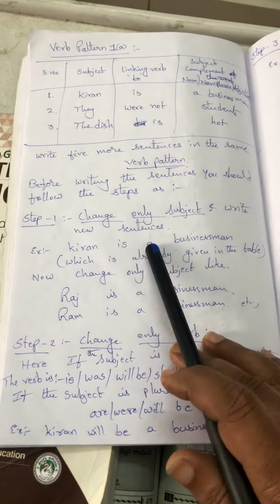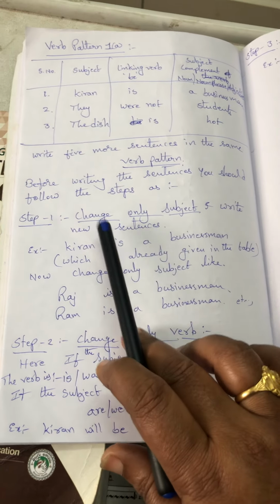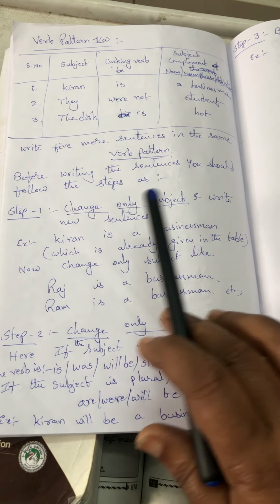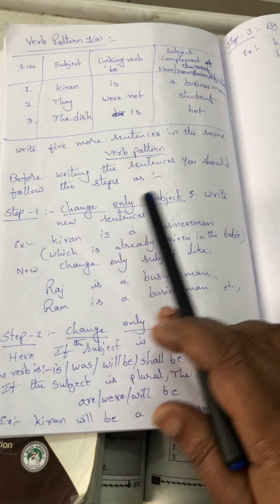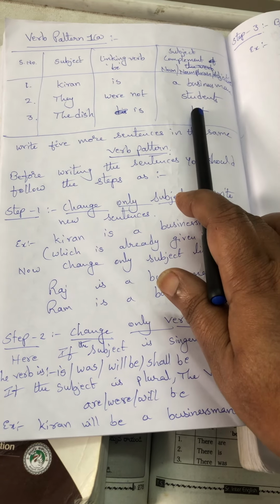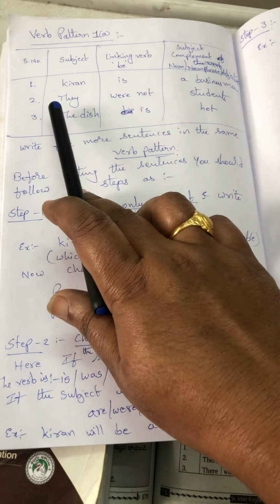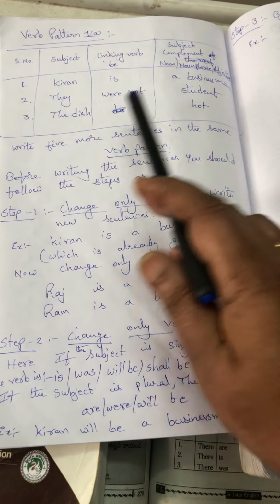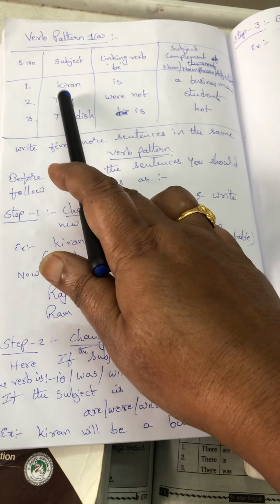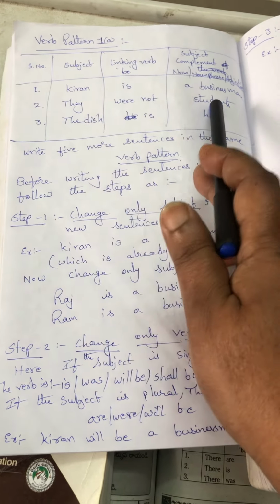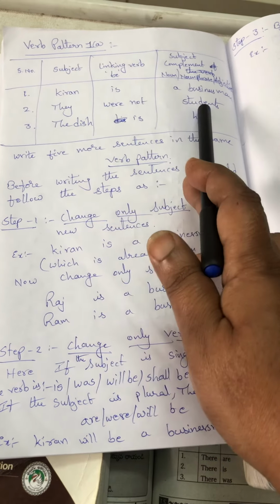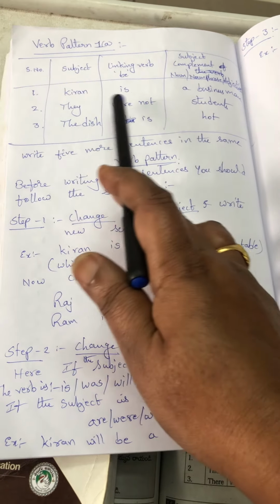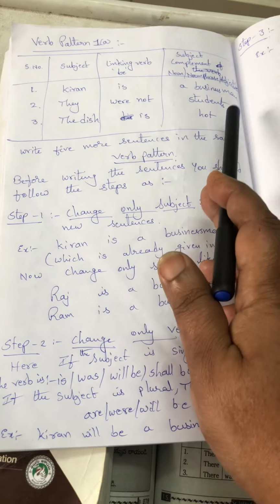So what you have to do, the first step is just change only the subject and write new sentences. Take the example, Kiran is a businessman. What is the subject here? Kiran. So you have to change only Kiran. Raj is a businessman. Ram is a businessman. Veena is a businesswoman. Like that. Okay?